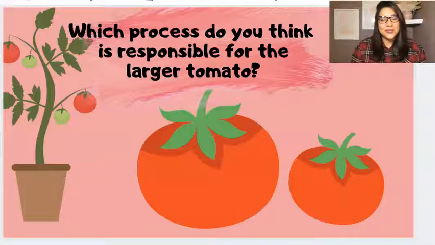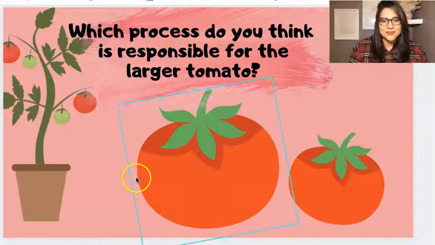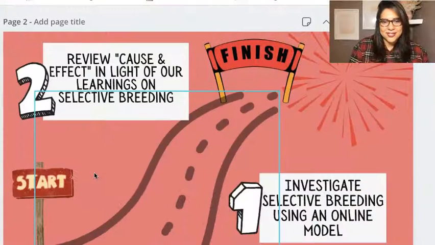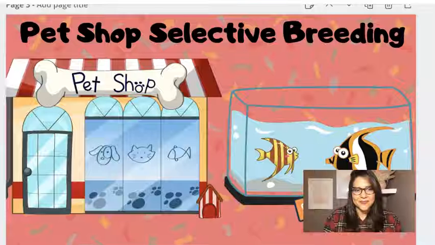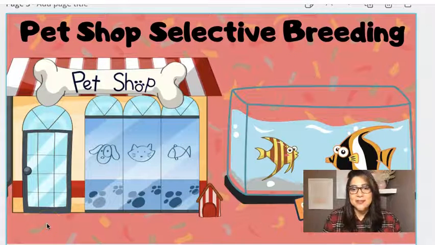In this lesson, you will be creating a flowchart and you have to decide whether selective breeding or genetic engineering was responsible for the larger tomato. So let's go over our journey for today. We have two stops. The first step is we're going to investigate what selective breeding is, and we're going to use an online model to visualize selective breeding. Our second stop is a review of cause and effect in light of our learnings on selective breeding. So welcome to our pet shop selective breeding.